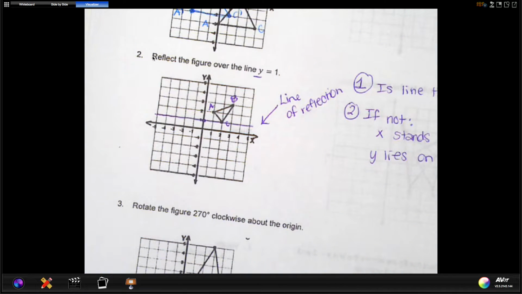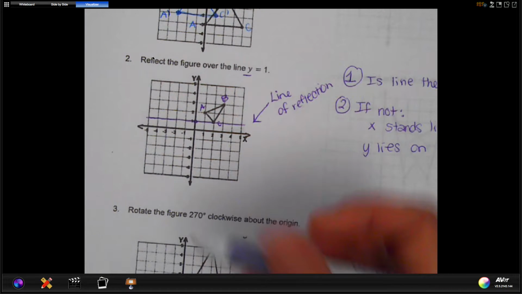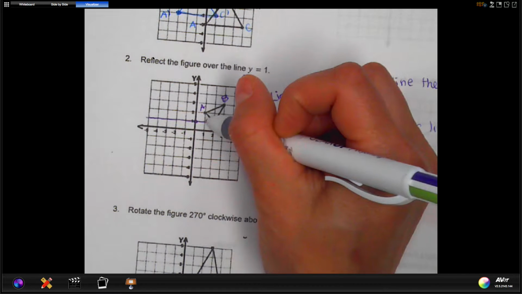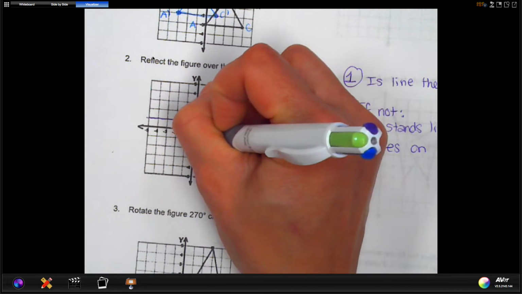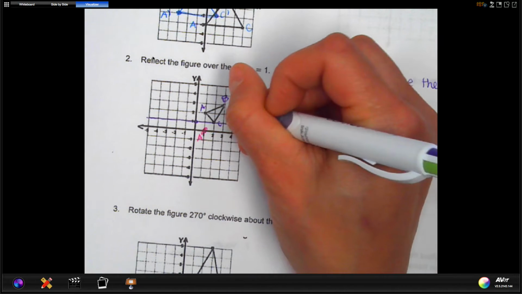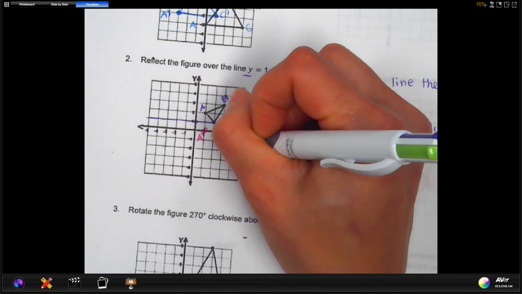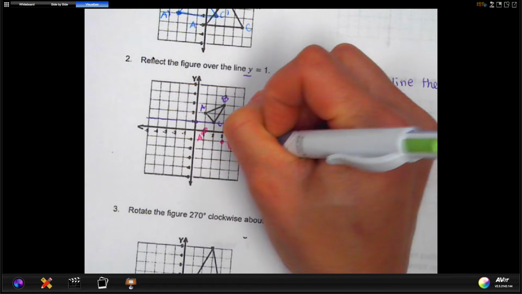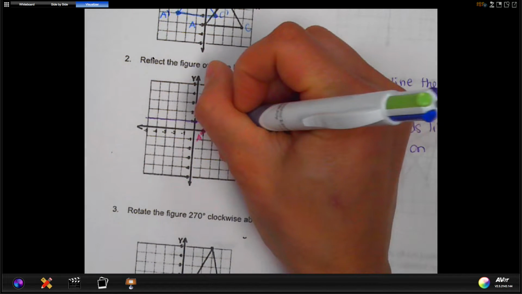And then I'm going to perform the reflection over the line here. So starting with A, since A is 1 above my line of reflection, I will reflect it 1 below and label it A prime. B is 2 above my line of reflection, so I will reflect it 2 below, label it B prime. And C is right on my line of reflection, so it's not going to go anywhere.